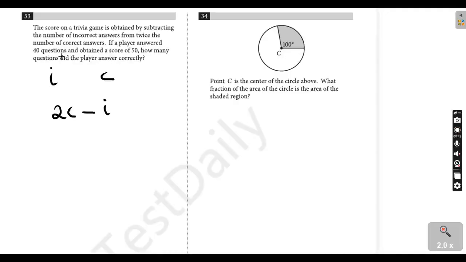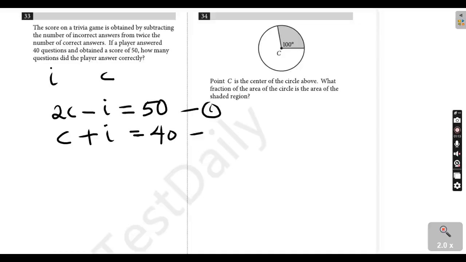All right. If a player answered 40 questions and obtained a score of 50, how many questions did the player answer correctly? If a player answered 40 questions, it means both the correct and the incorrect are equal to 40 questions. So this question has given us a system of simultaneous equations. This is equation 1, this is equation 2. How many questions did the player answer correctly? We have to find C in this equation.